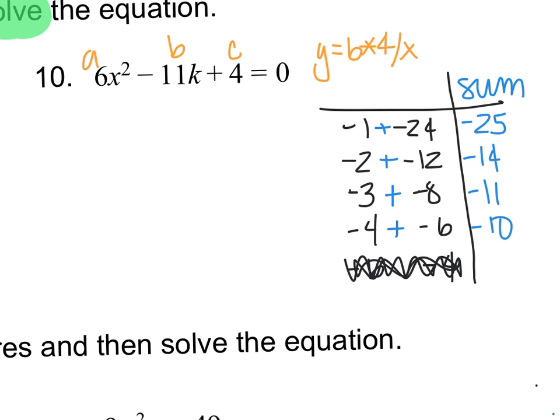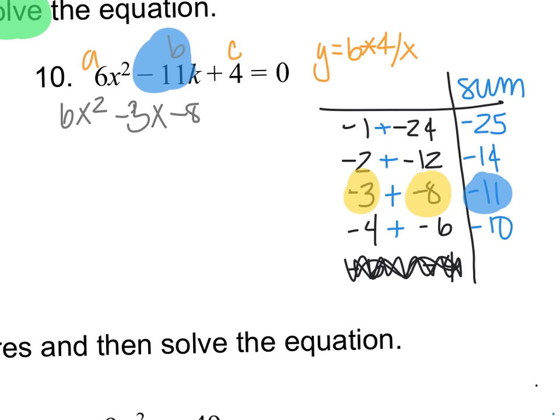The pair that I'm going to be using is my negative 3 and my negative 8, because when I added them, I got negative 11, which was the same thing as my b value. So I'm going to rewrite this problem as 6x squared minus 3x minus 8x plus 4. And remember that my minus 3 and my minus 8 came from right here, the minus 3 and the minus 8 that were there.